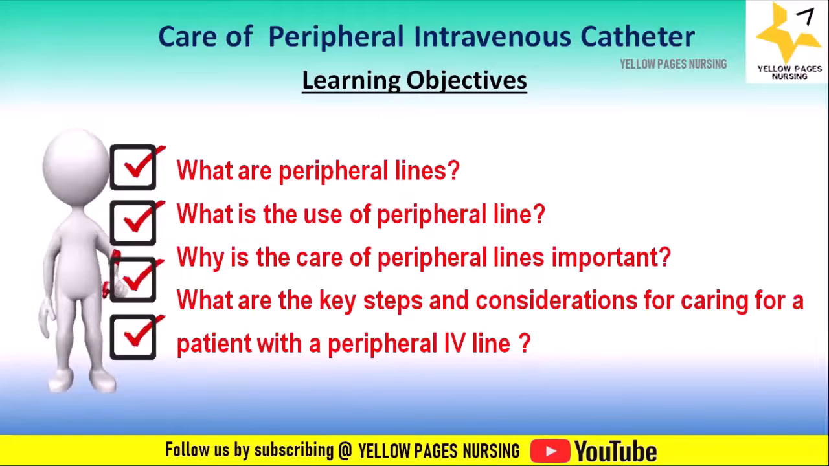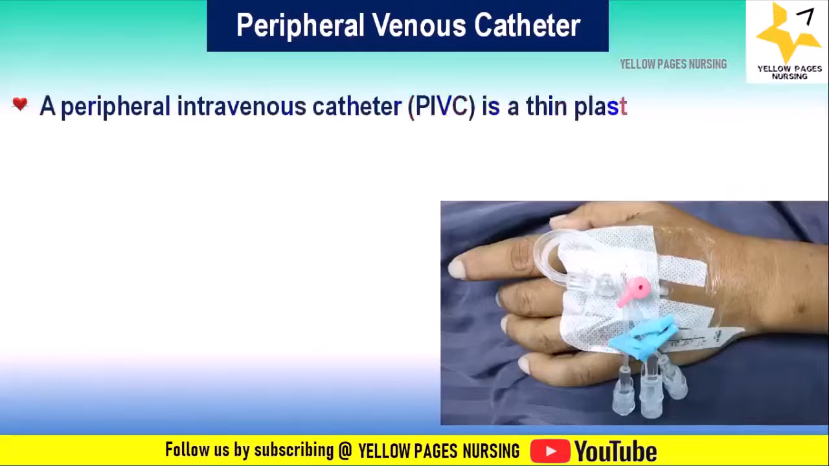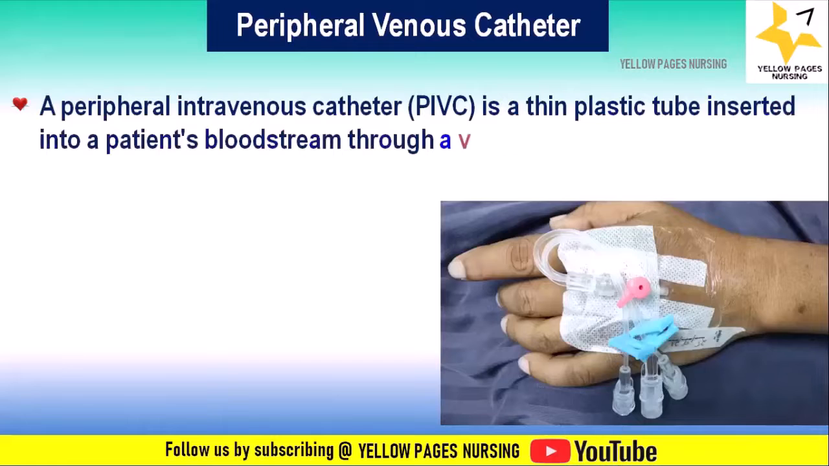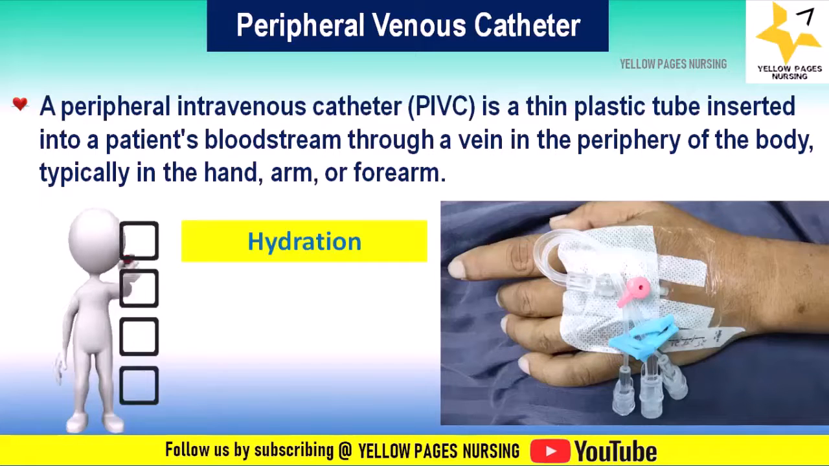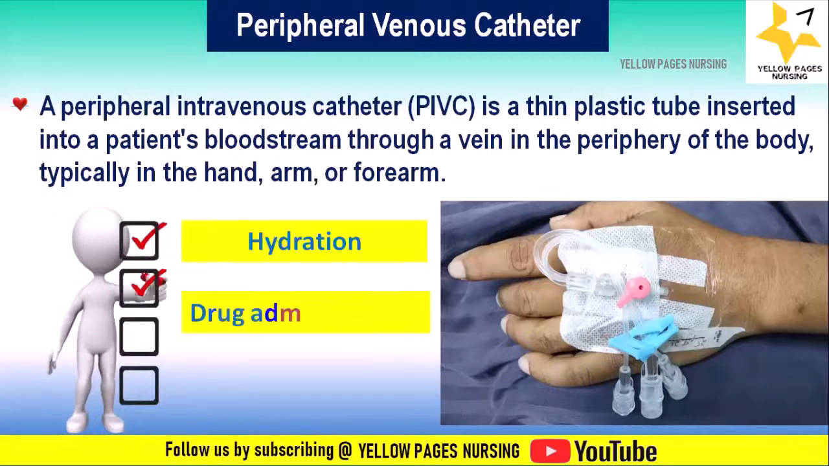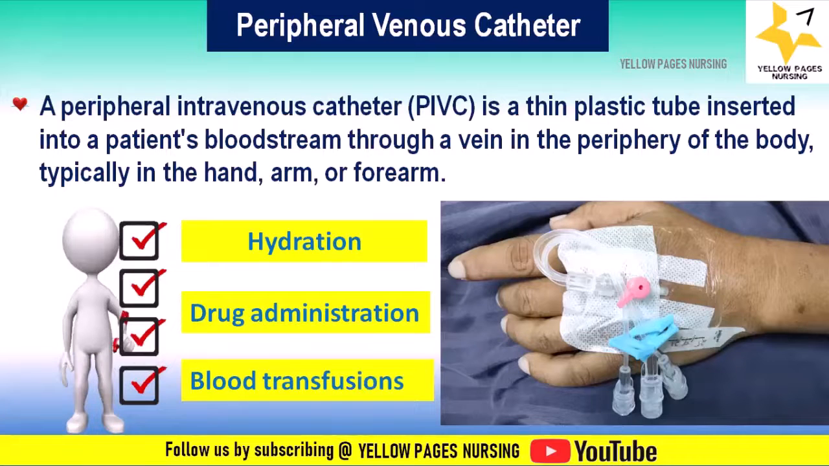A peripheral intravenous catheter is a thin plastic tube inserted into a patient's bloodstream through a vein in the periphery of the body, typically in the hand, arm, or forearm. It is used for various purposes including hydration, drug administration, and blood transfusions. Why is caring for a peripheral line important?